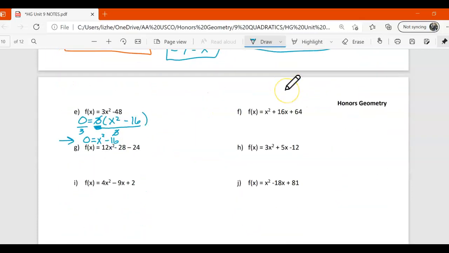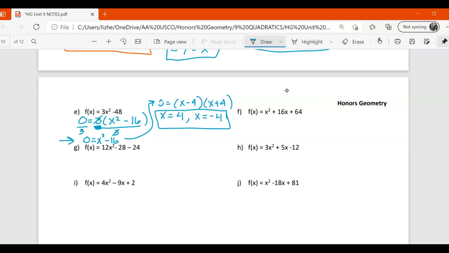All right, so here we are. We are hopefully seeing that that is the difference of squares. So therefore, it's going to factor as 0 equals x minus 4, x plus 4. That's the difference of squares pattern. So therefore, x equals 4 or x equals a negative 4. There's our answer.